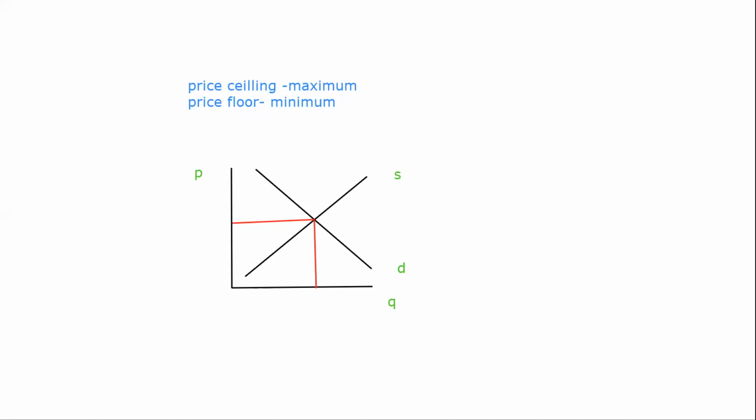So we said this is to be at $3. This is to be 55 units. And this is the equilibrium, where both suppliers and demanders are satisfied. And coming to the price floor. Price floor is the minimum price that the government wants the product to be sold at.